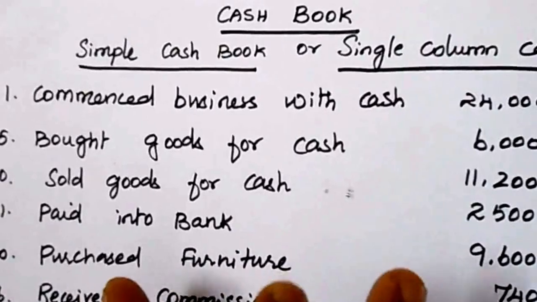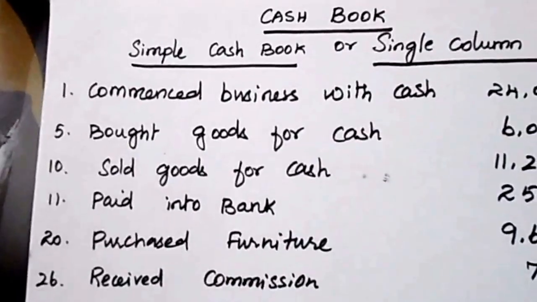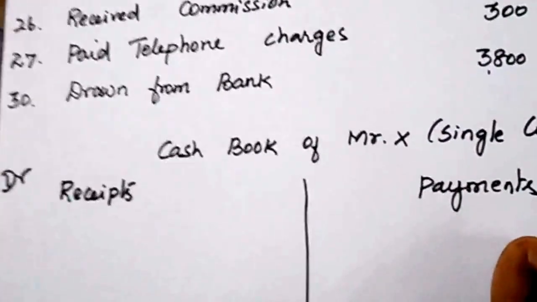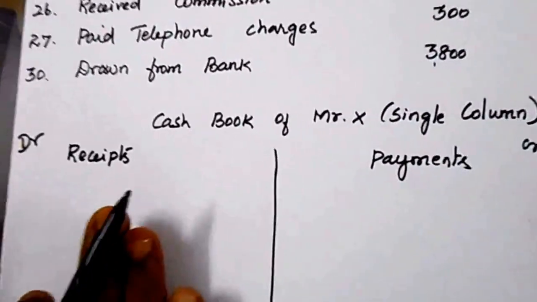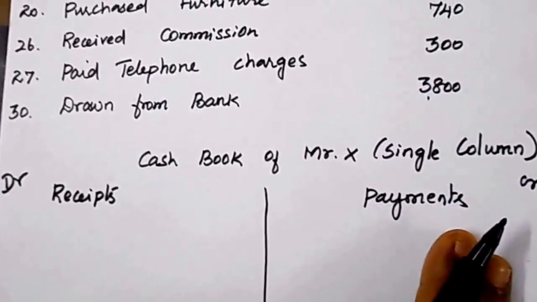So let me explain with an example. While you prepare the cash book, see that the debit side is called receipts, and the credit side is called payments. So all receipts will be recorded on the debit side, all payments will be recorded under the credit side. So the first one, just see the illustration.